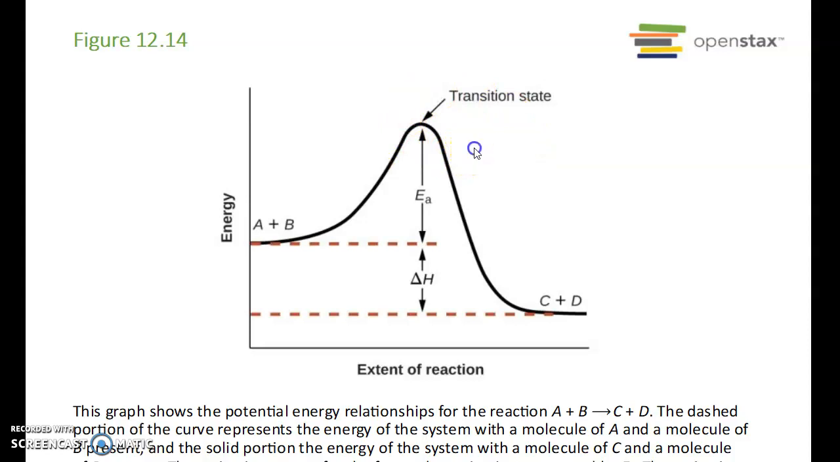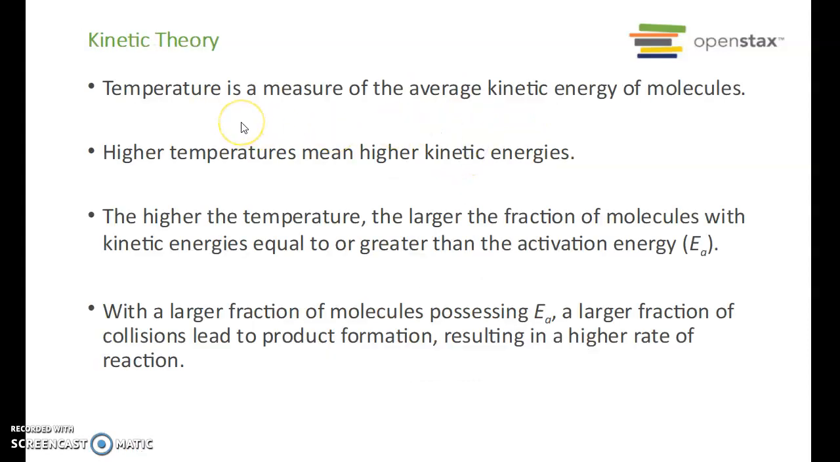transition state. Now the temperature is a measure of the average kinetic energy of molecules. Higher temperature, higher kinetic energies. And so the higher the temperature, the larger the fraction of molecules that have the kinetic energy equal or greater to that activation energy EA. Once you have a larger fraction of molecules possessing that, that also means you have a larger fraction of collisions that will lead to a product formation. That larger fraction results in a higher rate of reaction.